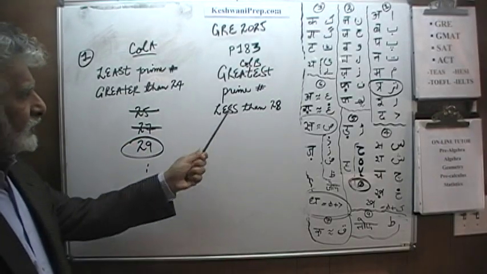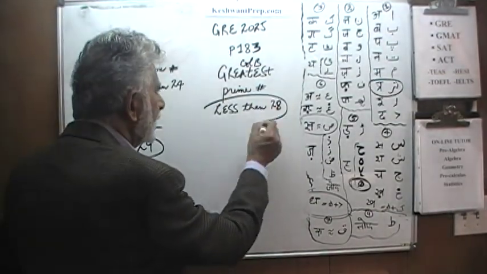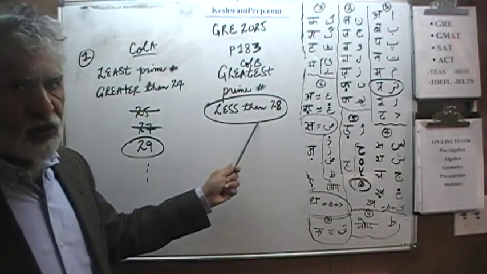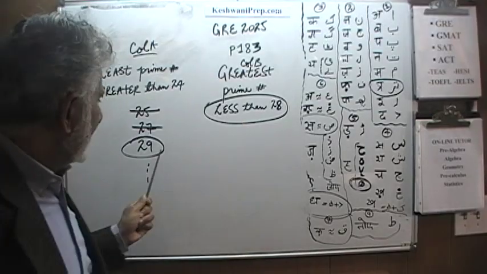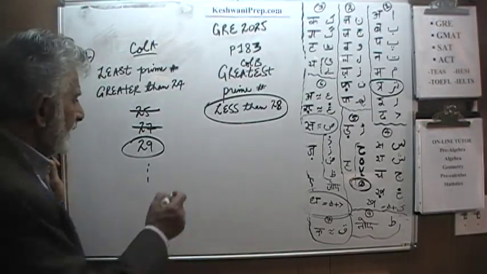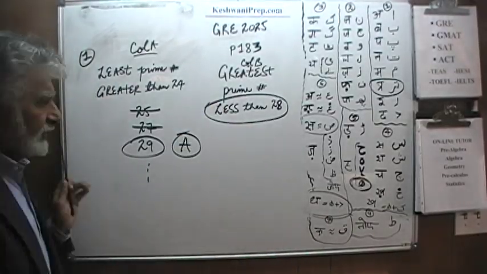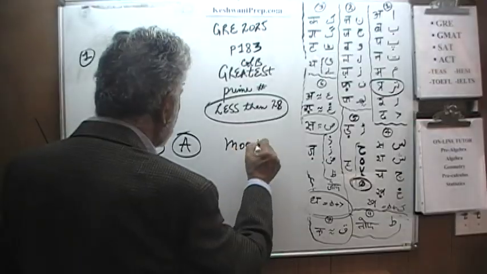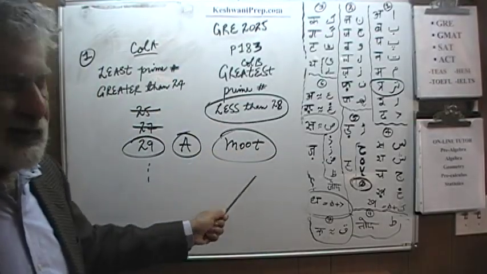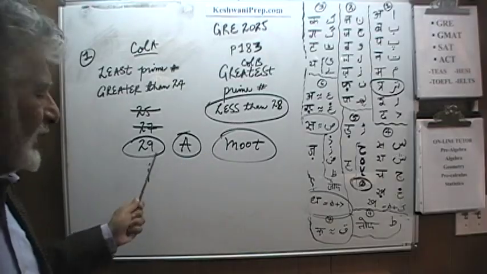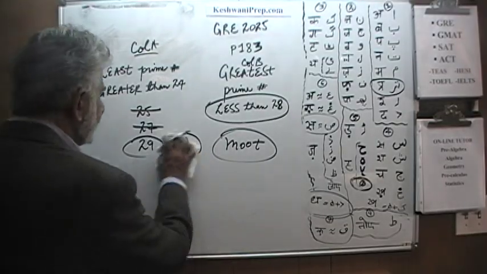And in this column we are told greatest prime number less than 28. It doesn't matter what the greatest prime number is, because it has to be less than 28, and this is already 29, so the answer is A. We don't have to figure out what the answer is here. That's a moot point. What happens to be the greatest prime number less than 28 is a moot point, because if it's less than 28, and here we have 29, the answer is A. Let's look at the next one.